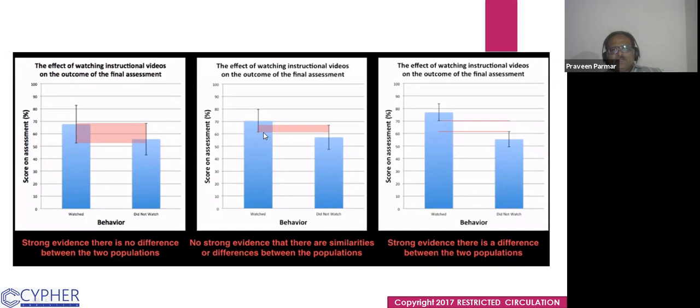If the errors overlap but the means do not overlap, then there is no strong evidence that there are similarities or differences between the populations. If there is no overlap of error bars either, then there is strong evidence that there is a difference between two populations. Does that make sense to everyone?